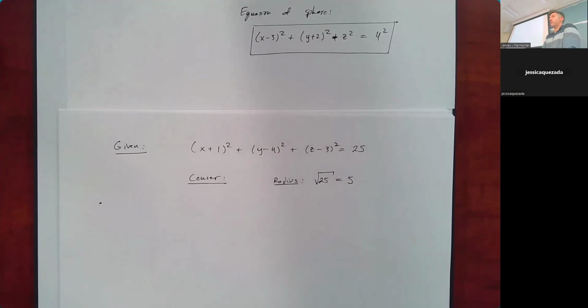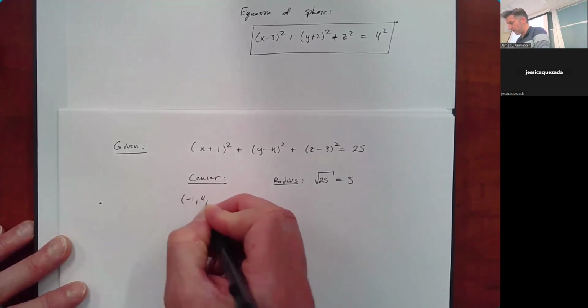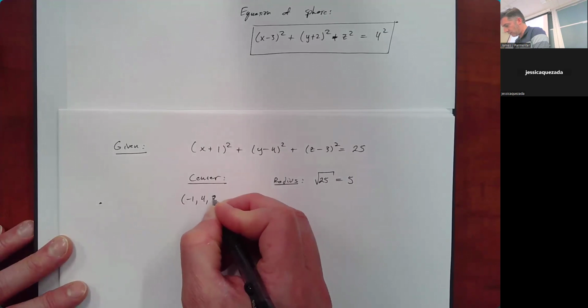So when the equation of your sphere is written in the standard way like this, the radius is really easy to see. It's just the square root of that number on the right-hand side, which is the square root of 25, which is 5. And the center is also easy to see. I always think of it as the x, y, and z values that make each of these things equal to 0. So I'm going to get x being -1, y being +4, z being +3.